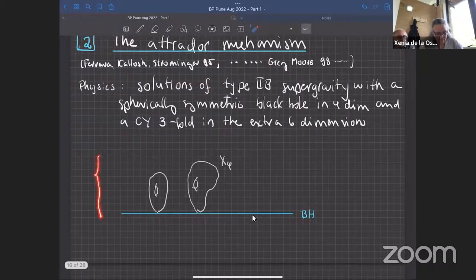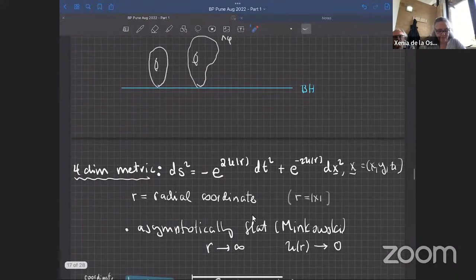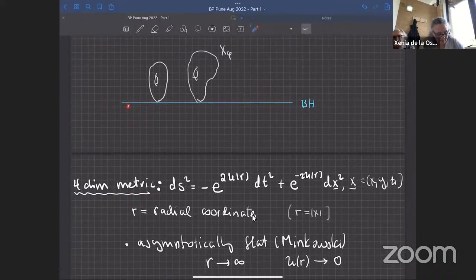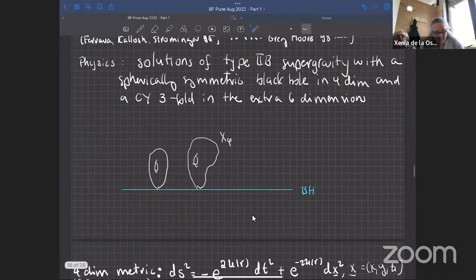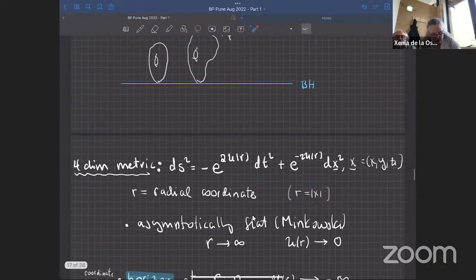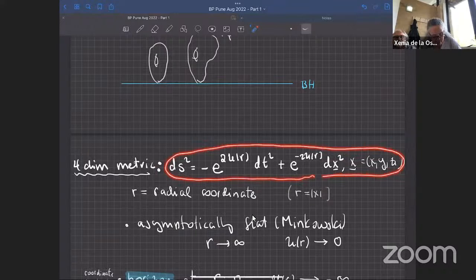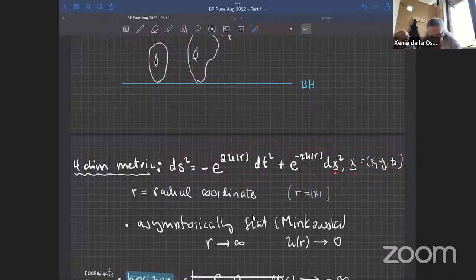So you have a caricature of this sort, right? You have a black hole here and a Calabi Yau at each point in the black hole solution. So in this picture you have a metric for your black hole, being spherically symmetric and supersymmetric, which means that the metric has this form. This is time, and this here is dx, where x is the three spatial coordinates in R3. So this here is the Euclidean metric in R3. You have a factor here that depends on the radial coordinate r, and then you have time and the inverse factor over there.